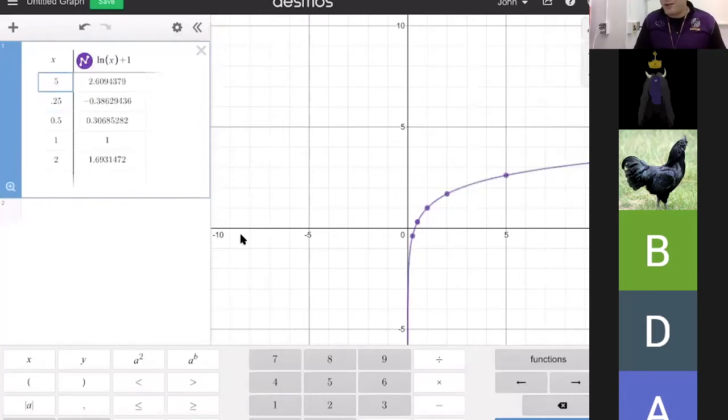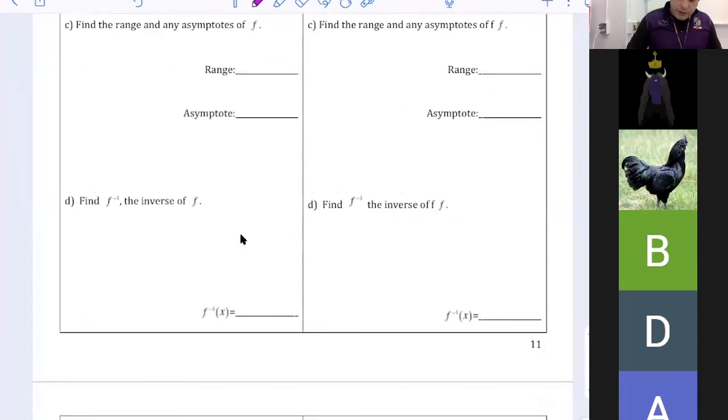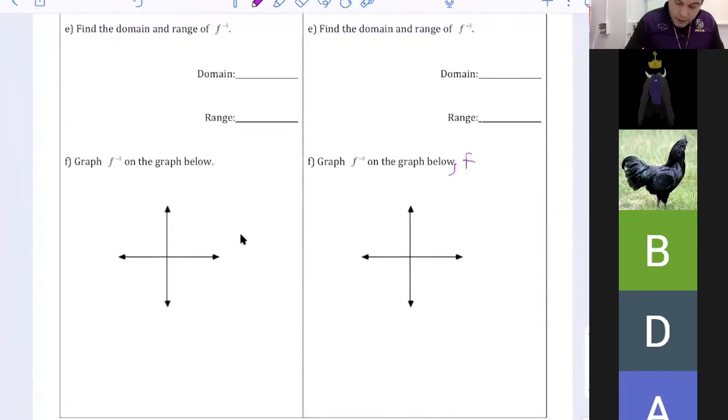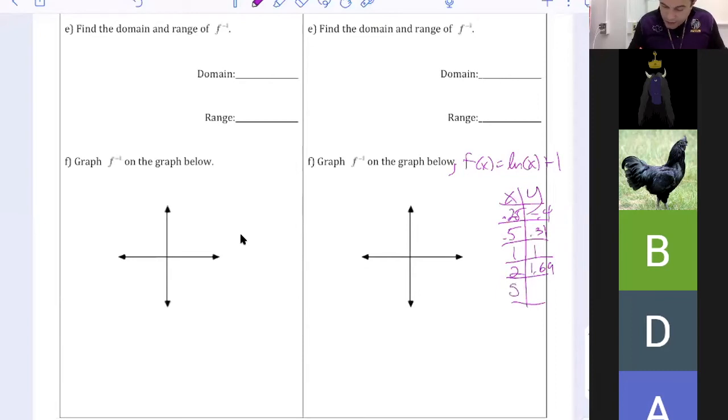Again, it's not going to be accurate or perfect, but it's going to be a good sense of what this graph looks like. This is what I want you to do for your test: use this table of values. So f of x equals natural log of x plus 1. All I did to get this table of values is use decimals to generate points. So 0.25 is -0.4. 0.5 is 0.31. 1 was 1. 2 is 1.69. And 5 is 2.61.